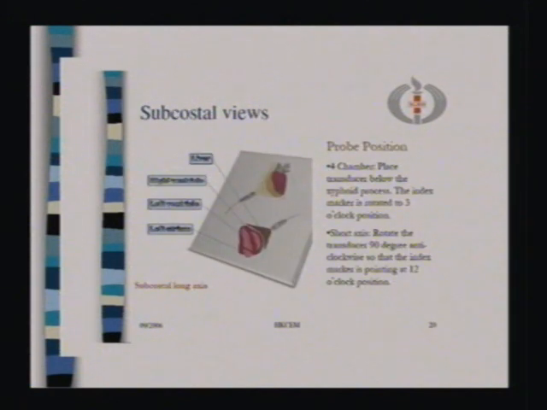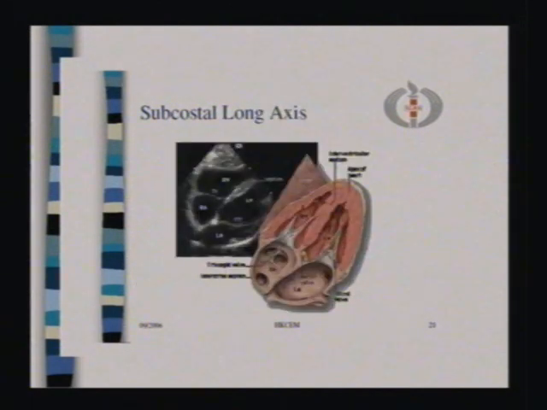In the subcostal view, you place the transducer below the xiphoid process. The index marker is rotated to about 3 o'clock position. For the short axis, you rotate the transducer by 90 degrees anti-clockwise so that the index marker is pointed at 12 o'clock position. This is the subcostal long axis view, in which you are able to see all the 4 chambers of the heart. You see the interventricular septum, the tricuspid valve and the mitral valve.